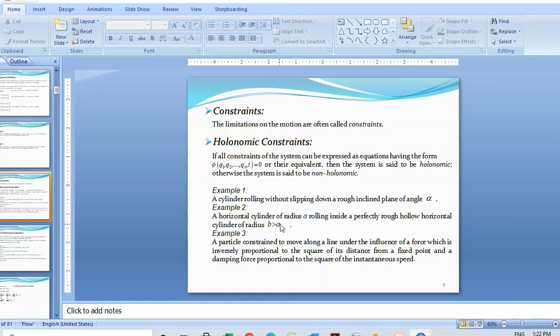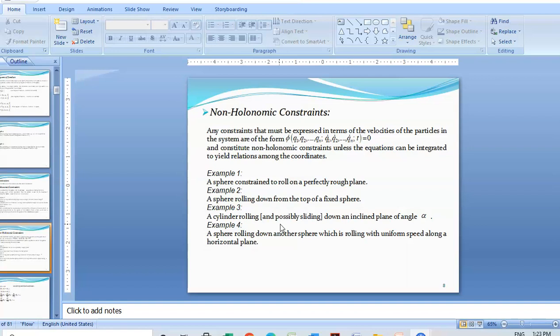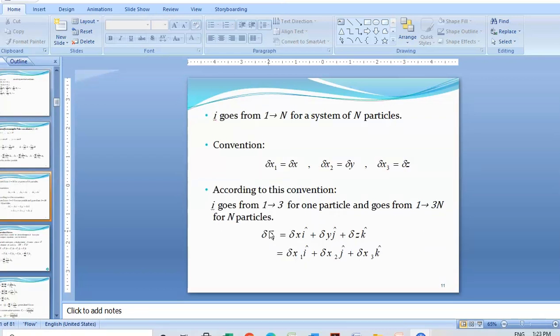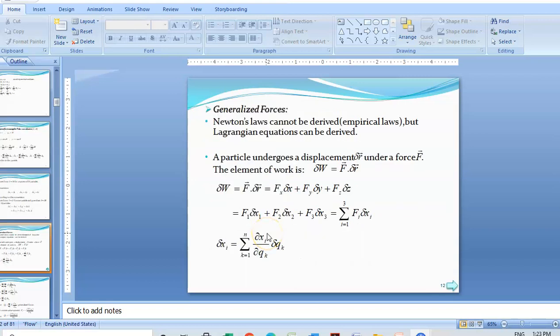Constraints are divided into two types: holonomic constraints and non-holonomic constraints. What are holonomic constraints? All the constraints of the system that can be expressed as an equation in the form phi of q1, q2, q3 up to qn are called holonomic. Otherwise, if we cannot write the constraints in these coordinates, and we write it in the form phi of q1, q2, qn with q1 dot, that is with its differentials, then it is called non-holonomic. An example can be written with spherical polar coordinates and equations.